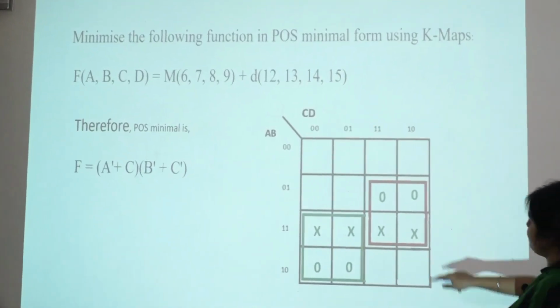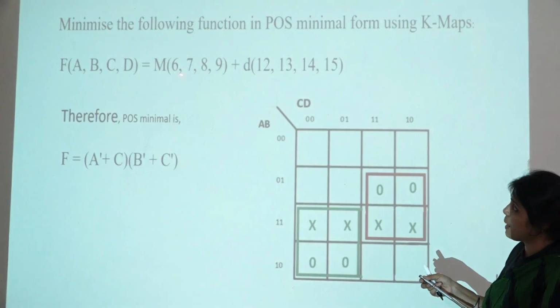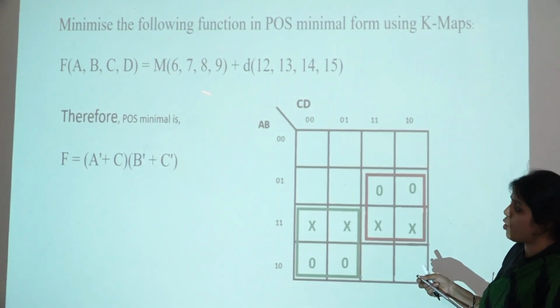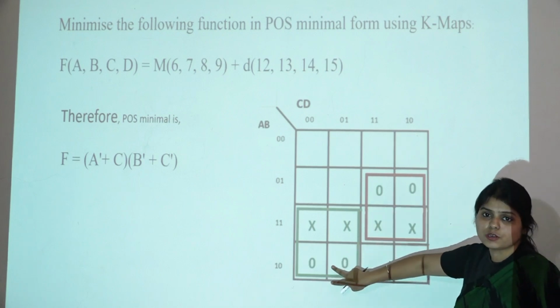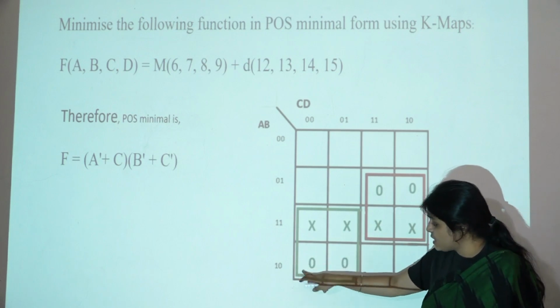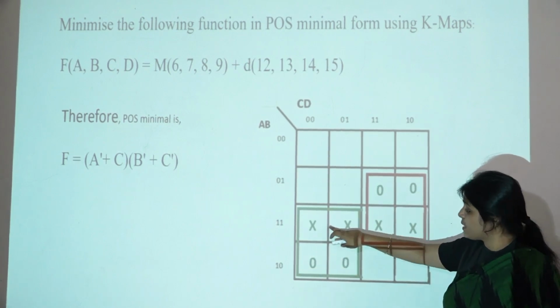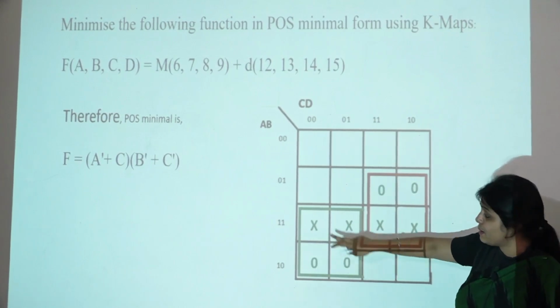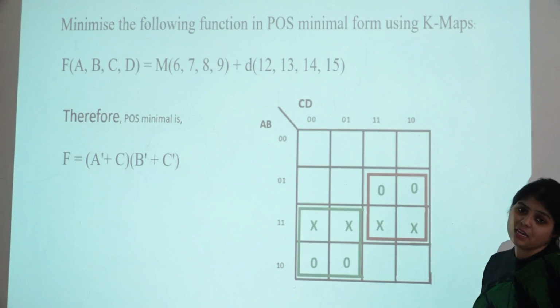Now look at this. I have 2 zeros here, 2 zeros here. This is POS, capital M, which is product of sums. Hence I am representing zeros. If I don't have these don't cares, what do I do? I put this as one pair, and this as another pair. But what am I doing instead? I am considering this don't care with this and making a quad. I am considering this don't care with this and making another quad.